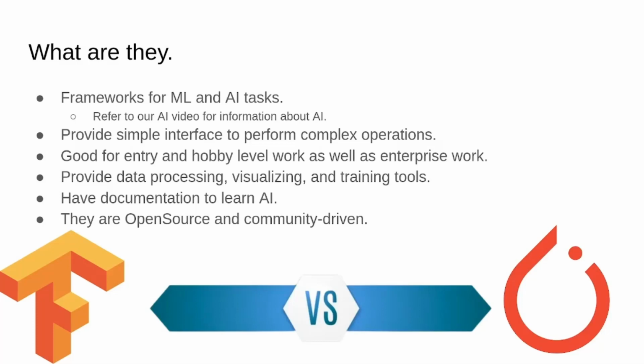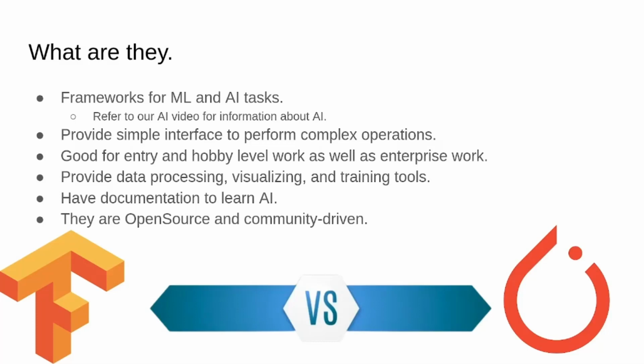TensorFlow and PyTorch also provide a basic interface for you to do complex functions like convolutions and linear operations. They're good for entry-level and hobby-level work, as well as enterprise-level stuff. So if you are just beginning AI and want to make some basic models like cats versus dogs or classifying fruits or something of your choice, they're great for that. And for large enterprises like Amazon and Apple, which want to use heavy and powerful machine learning models to make their users' lives easier. They also provide data processing, visualization, and training tools.